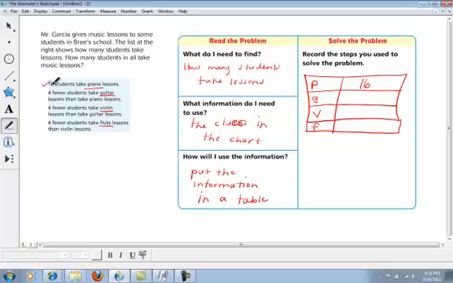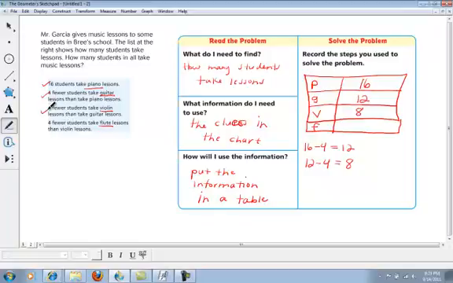Our next clue is that 4 fewer students take guitar lessons than piano lessons. 4 fewer students, so that means I need to do 16 minus 4 to find out how many take guitar lessons. And that would be 12. Our next clue says 4 fewer students take violin lessons than take guitar lessons. Well, since 12 take guitar lessons and 4 fewer students take violin lessons, that must mean 8 students take violin lessons.